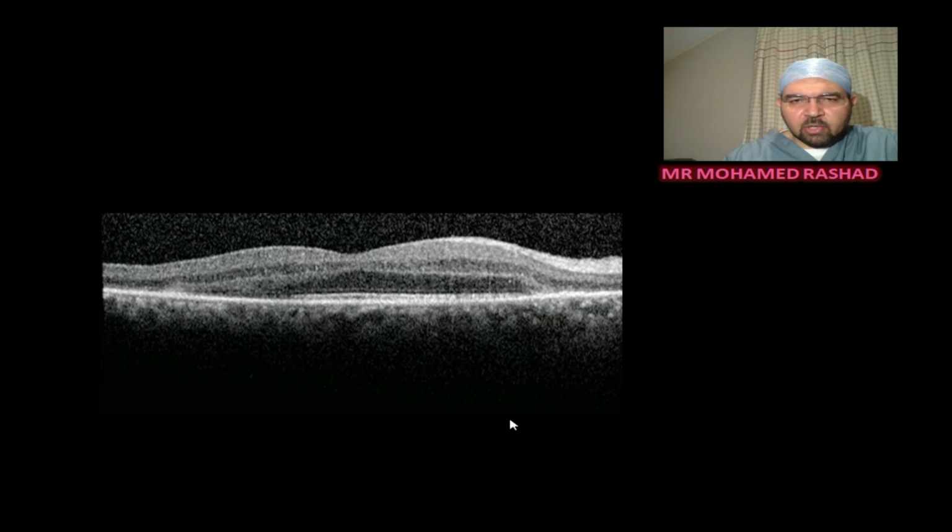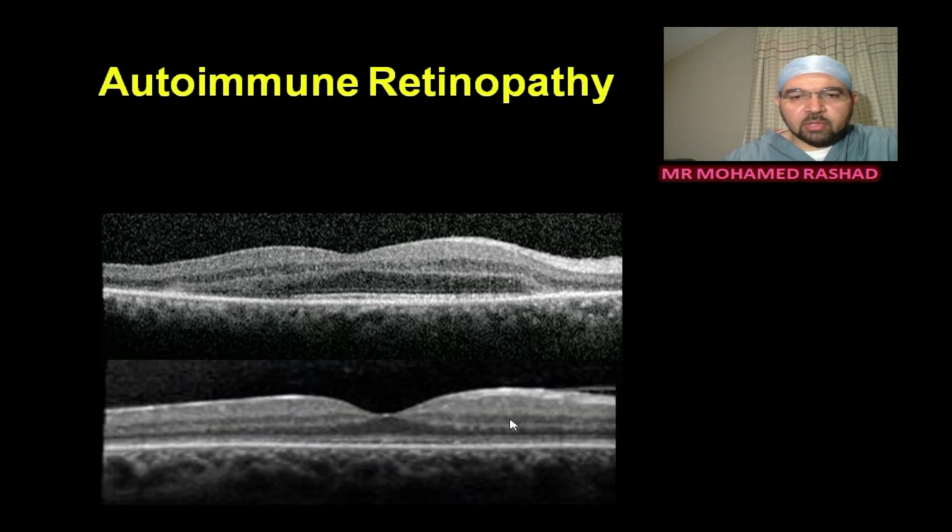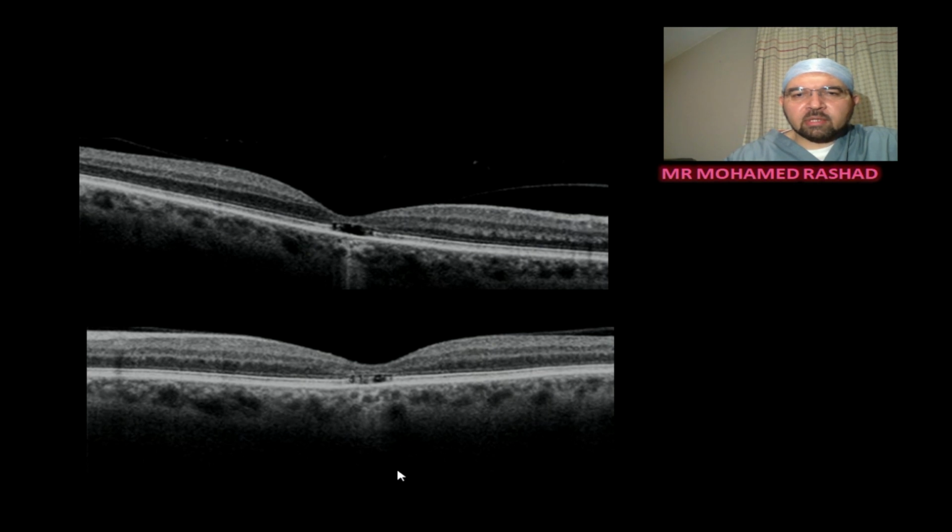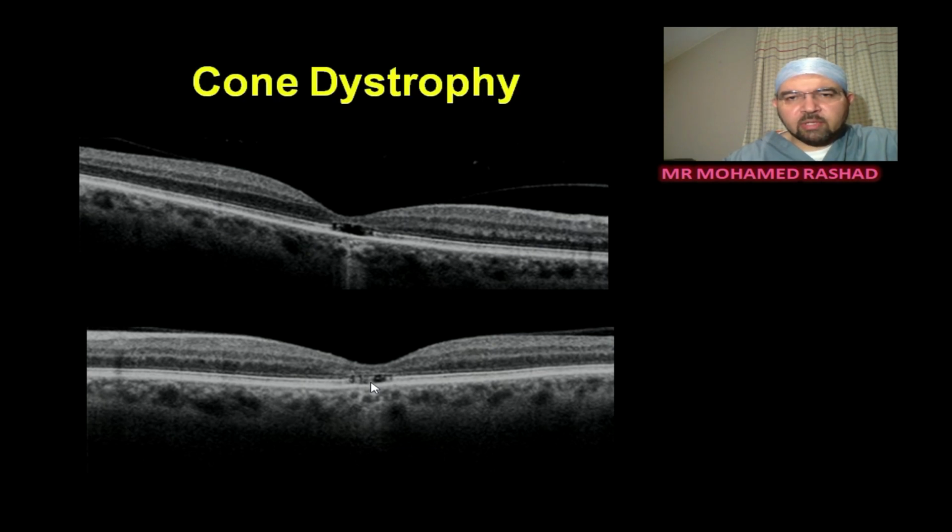This is another case of an autoimmune retinopathy. You can find that the ellipsoid zone is slightly faint here, and it is lost in this area. The hump as well, or the elongation of the photoreceptors, is not present. This is an indication that there is something wrong with the photoreceptor layer. This is another case where the ellipsoid zone is having defects here, so this is a case of cone dystrophy.